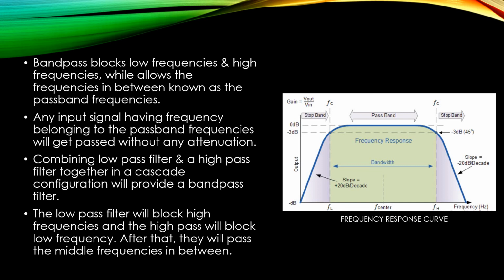Combining a low pass filter and a high pass filter together in a cascade configuration will provide a band pass filter. The low pass filter will block high frequency and the high pass will block low frequency. After that, they will pass the middle frequency in between.